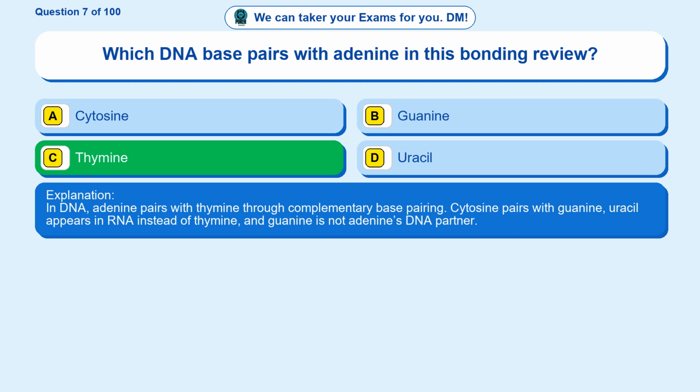In DNA, adenine pairs with thymine through complementary base pairing. Cytosine pairs with guanine, uracil appears in RNA instead of thymine, and guanine is not adenine's DNA partner.